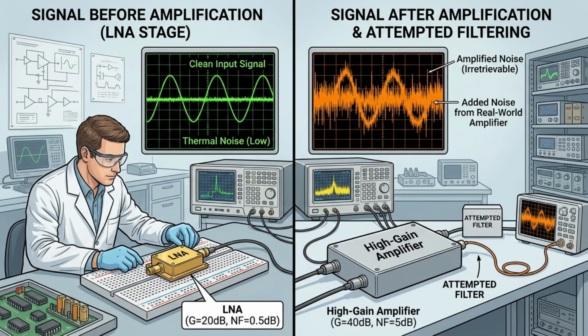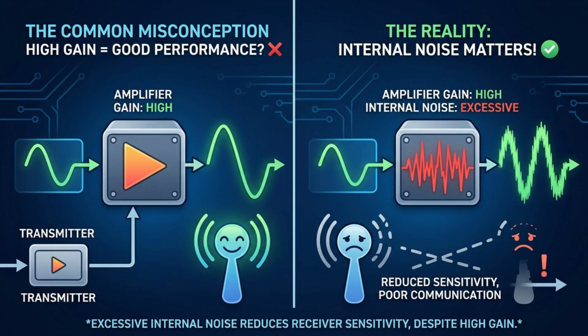Understanding amplifier noise helps engineers choose the right components and optimize receiver performance before any signal processing takes place. Once noise has been added by an amplifier, it cannot simply be removed later without affecting the desired signal. A common misconception is that increasing amplifier gain always improves communication performance. In reality, high gain alone is not enough. An amplifier with excessive internal noise may actually reduce receiver sensitivity despite providing strong amplification.